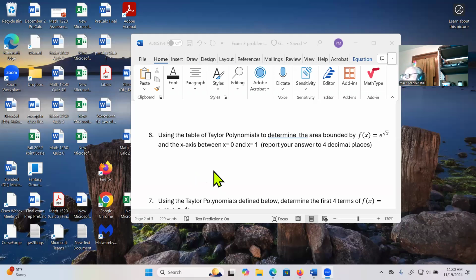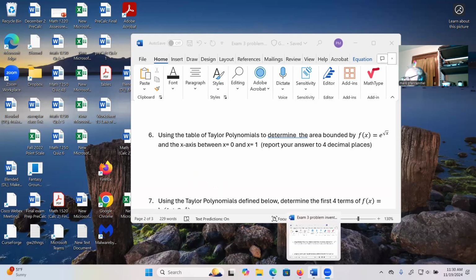We'll check. But what we're going to be looking for is, using Taylor polynomials, determine the area bounded by e to the square root of x between the x-axis, between x equals 0 and x equals 1. Put your answer to 4 decimal places. Okay, so here's what we're going to be dealing with. Again, we still want to evaluate this thing at x equals 0.